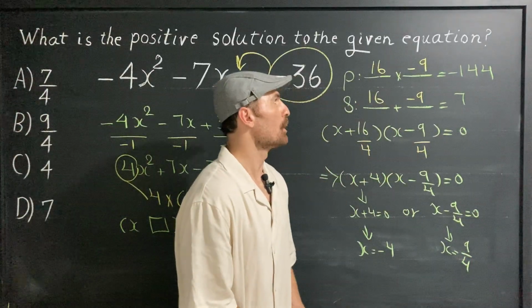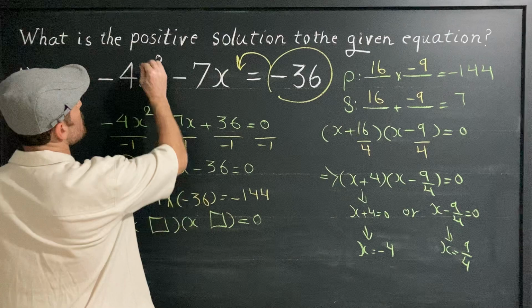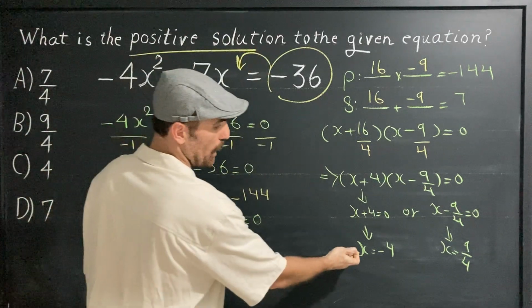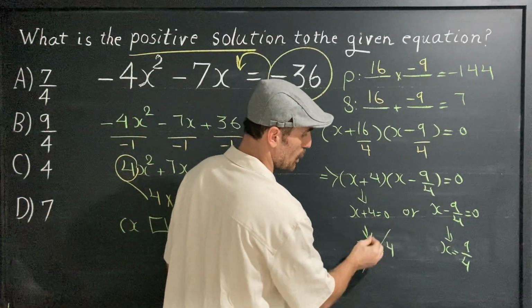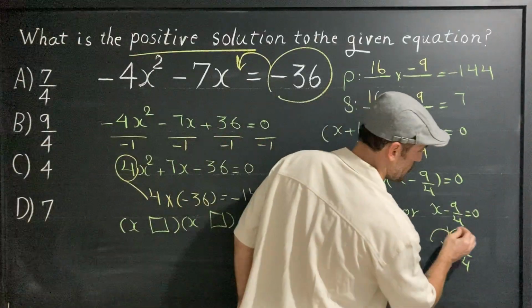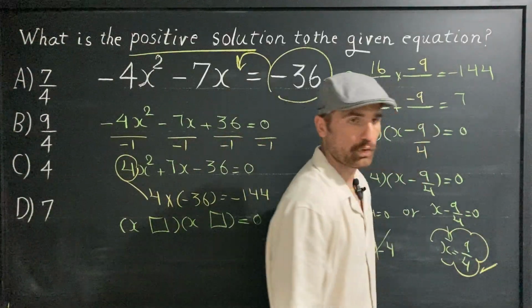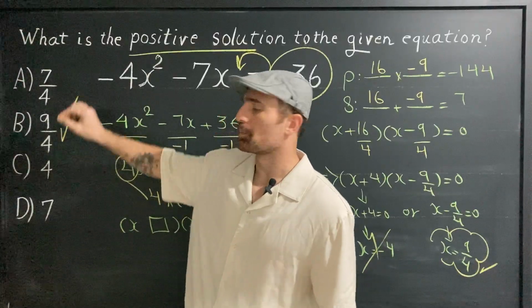What is our answer? Do not forget, the question says positive solution. So x equals negative 4 cannot be our answer. Our answer is 9 over 4, which means option B.